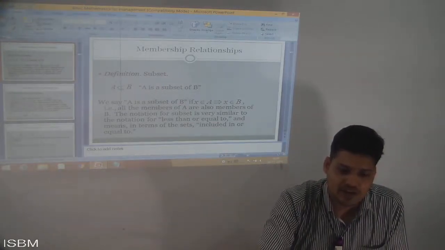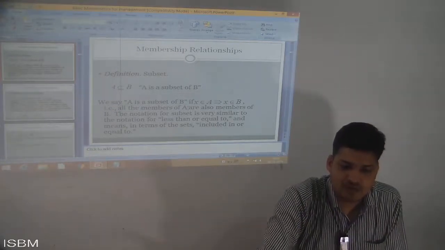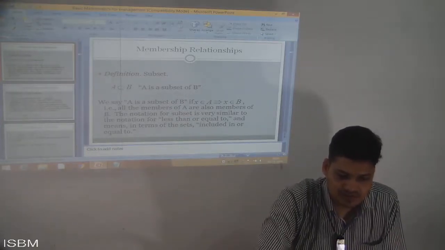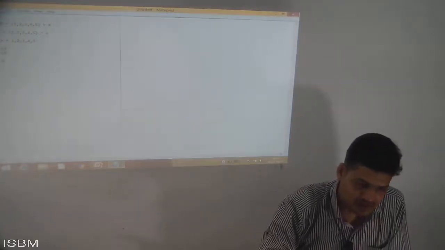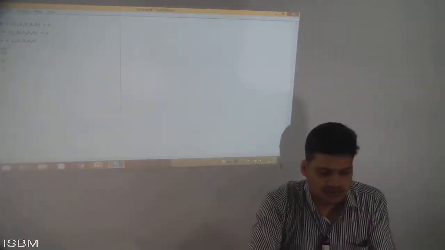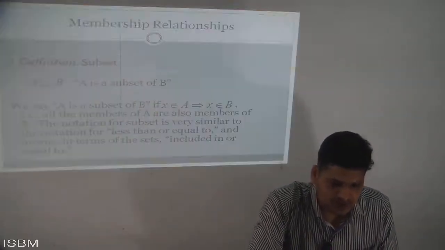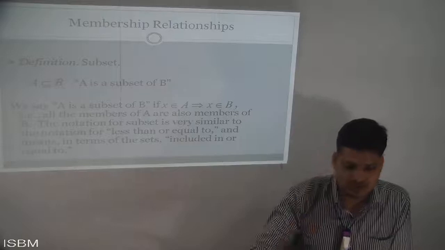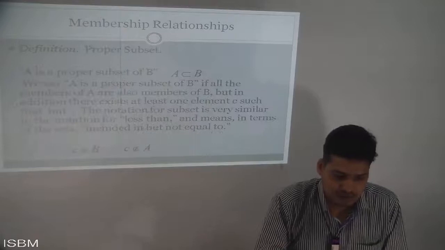So all the members of A are also members of B. The notation for subset is very similar to the notation of less than or equal to. How do we denote the less than or equal to sign? We denote it like this. This is the notation of less than or equal to, and in terms of sets it means included in or equal to.